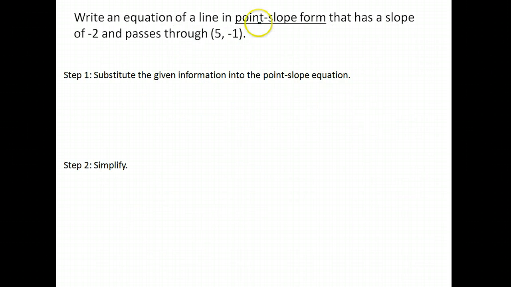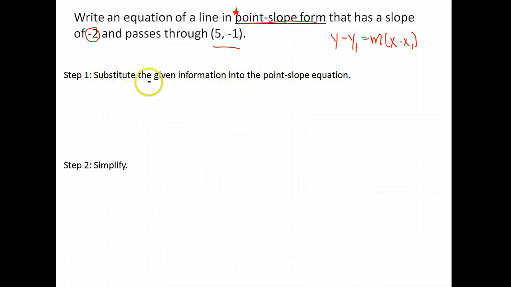So let's try one. Write the equation of a line in point-slope form. Watch for that, because, like I said, there are other forms for the equation of a line. This one they want in point-slope form, which I'm going to write down over here just as a reminder, and again, you should have that in your notes. If it has a slope of -2 and passes through the point (5, -1).